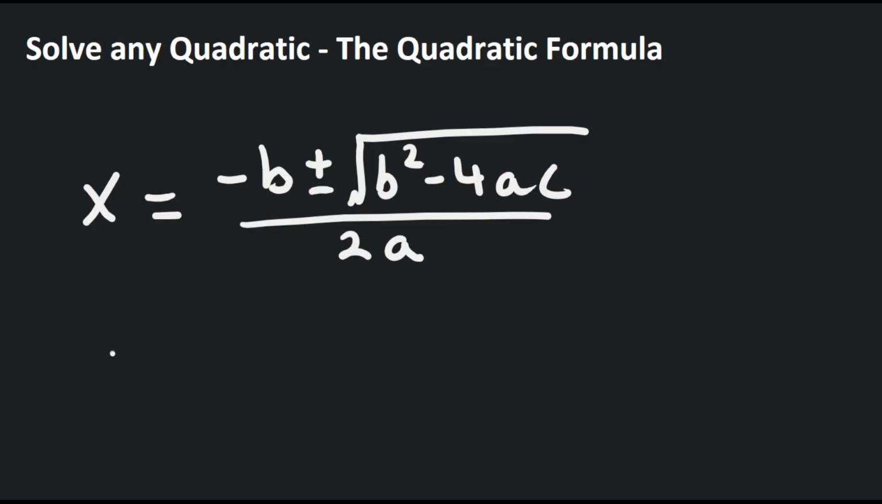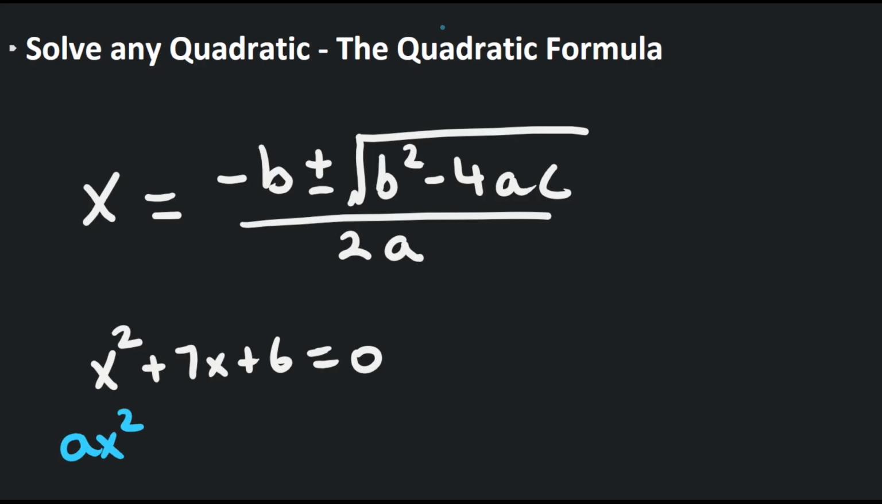So let's say we had this quadratic, x squared plus 7x plus 6 equals 0. So the very first step is to make sure that it's in ax squared plus bx plus c equals 0 form. And as you can see, it already is in that form. We have our ax squared right here, ax squared plus bx plus c, and it all equals 0. It's all on one side of the equal sign. And let's write down what our a, b, and c are.